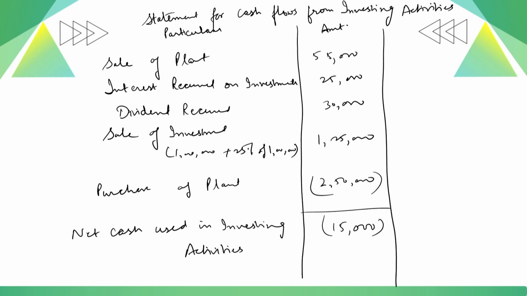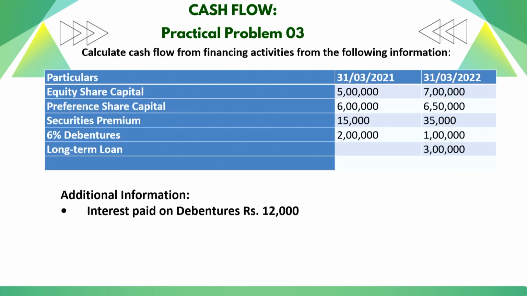I hope you understood the step of the calculation of cash flow from the investing activities. Moving to the last step of the cash flow statement is the computation of cash flow from various financing activities. To start with that, we have a practical problem number 3, in which we are given equity, preference, security premiums, debentures as well as the long-term loans. Additional information is interest paid on debentures amounting to rupees 12,000.